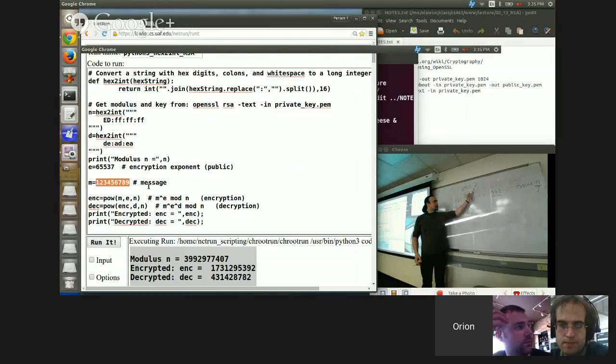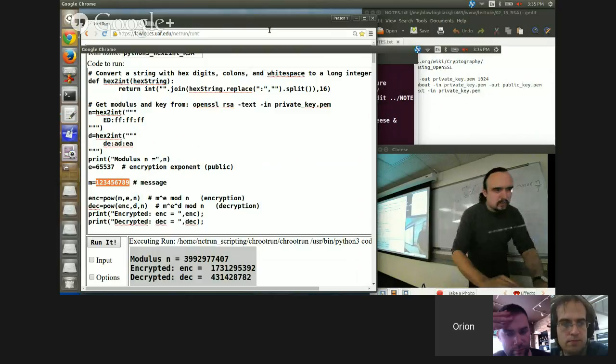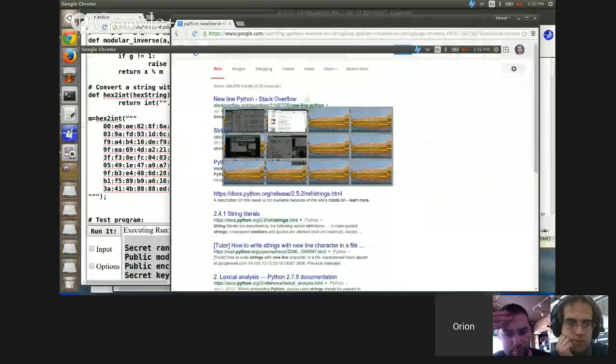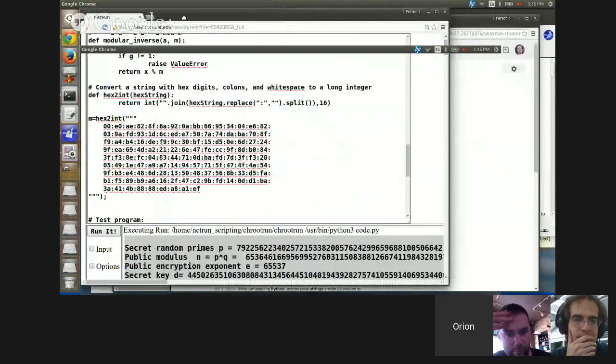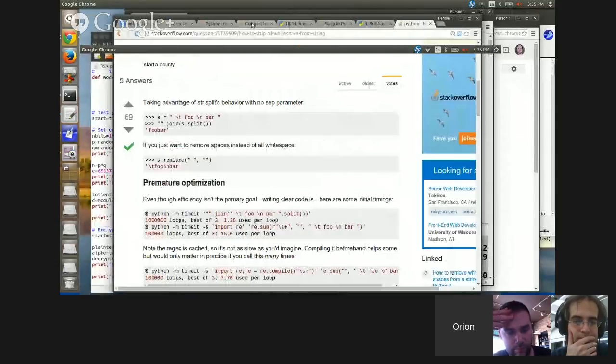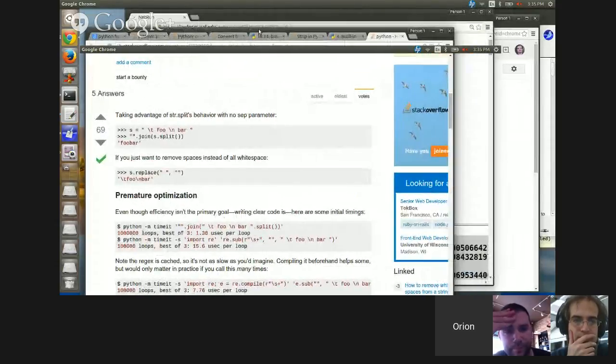So we saw last time that the modular inverse is computed with the extended Euclidean algorithm. I mean, yeah, there's a little snippet of Python to do it. So it sounds legit, right? So we get somewhere.